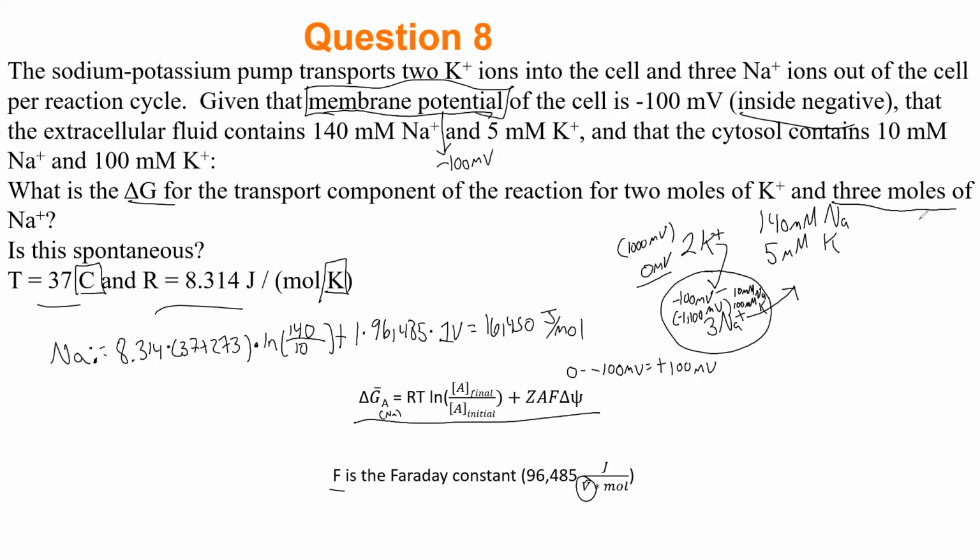However, I'm asking for 3 moles of sodium. So you just take this number and multiply it by 3, right? Because it's 3 moles, not 1 mole. The energy of moving 3 moles of sodium outside the cell under these conditions is 49,350 joules.